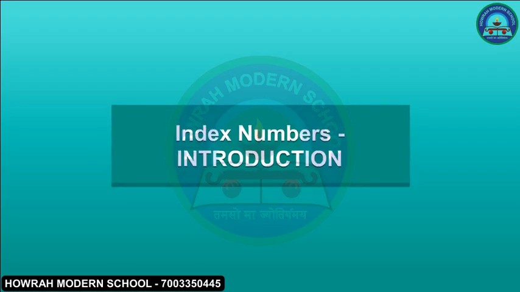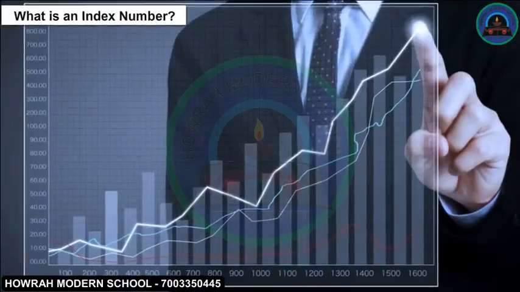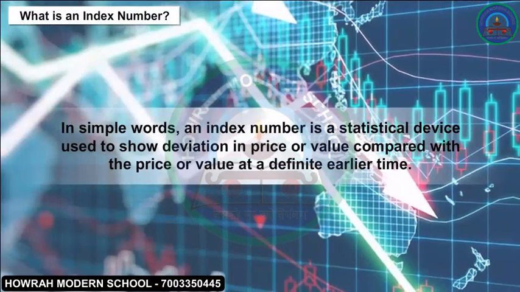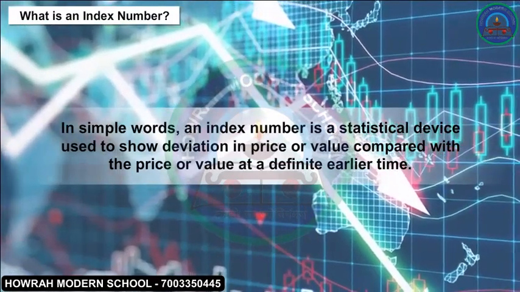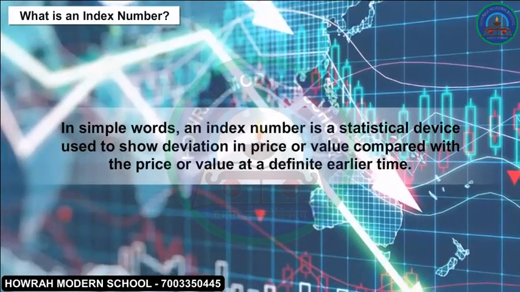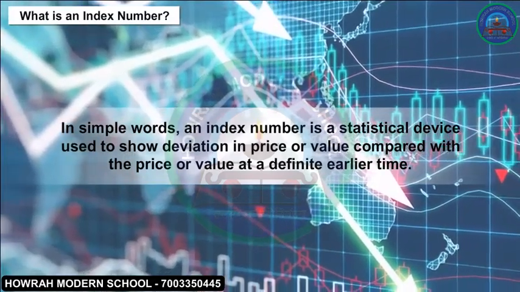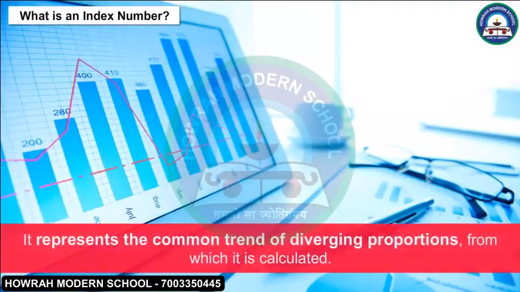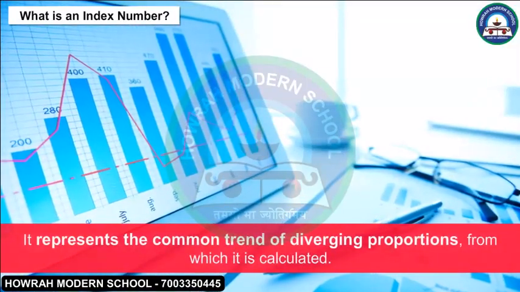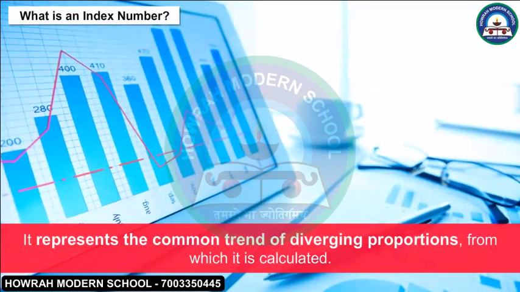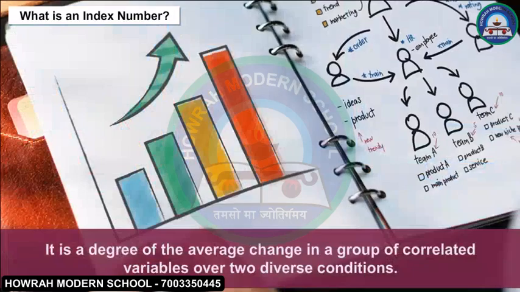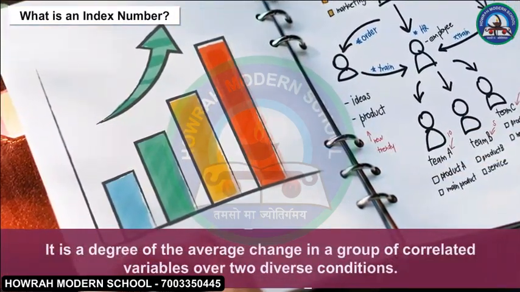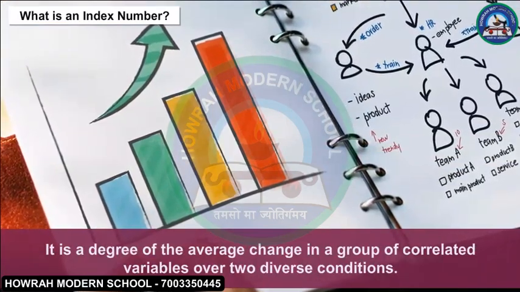Index numbers. Introduction. What is an index number? In simple words, an index number is a statistical device used to show deviation in price or value compared with the price or value at a definite earlier time. It represents the common trend of diverging proportions from which it is calculated. It is a measure of the average change in a group of correlated variables over two diverse conditions.